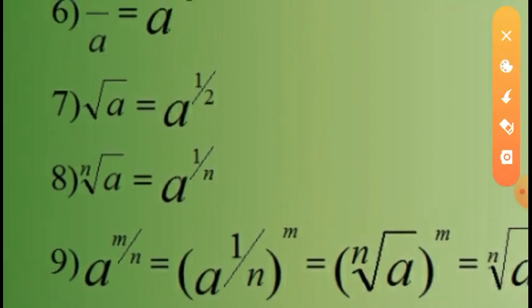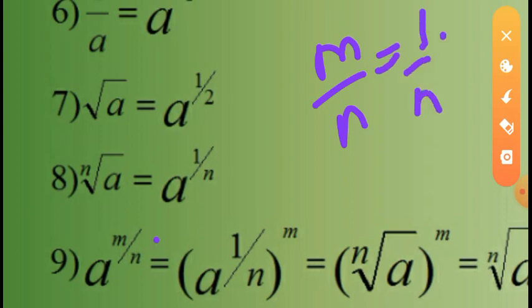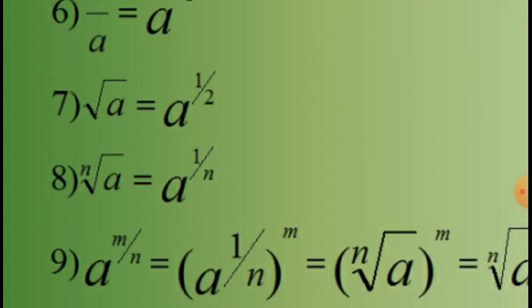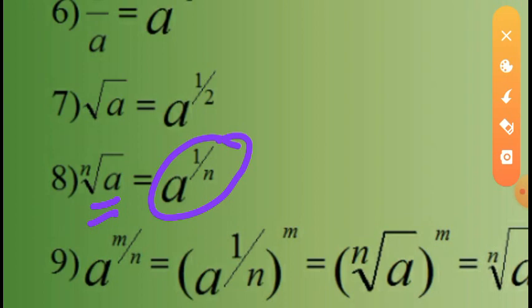a raised to m by n is the same as, can I write m by n as 1 by n into m? The same thing I have written. And again, using the property, we can write (a raised to 1 by n) raised to m. Then, since a raised to 1 by n is root n of a, we can write this part as nth root of a, the whole raised to m.